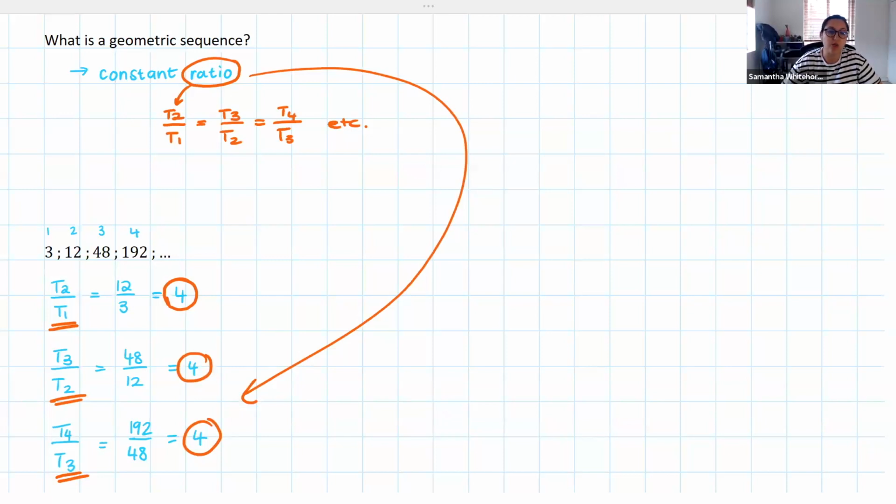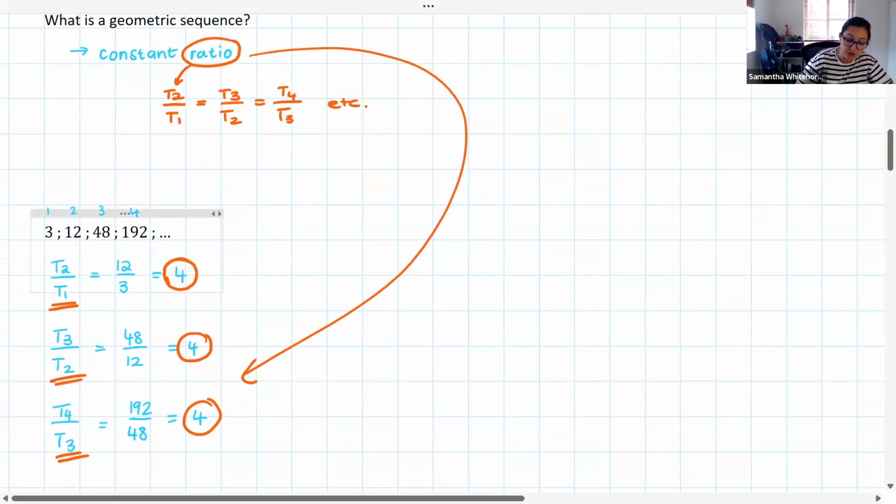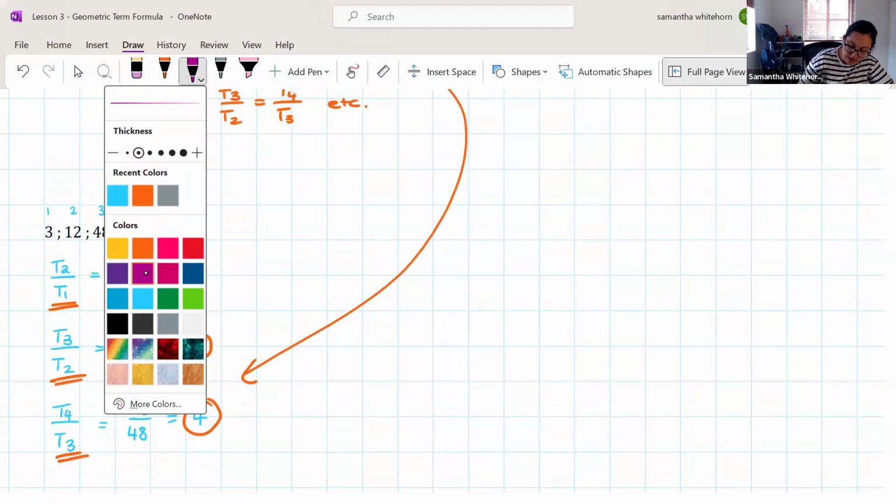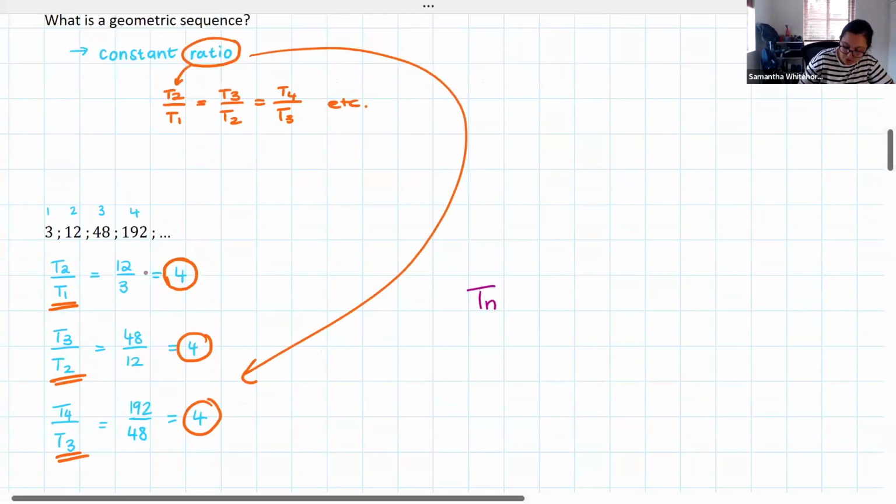And then, like I say, it will be used in the formulas that are associated with this type of number pattern. So again, this is on your formula sheet. This is not something you have to learn off by heart. If we want the nth term or the general term of a geometric number pattern, our formula is a times r to the power n minus 1.